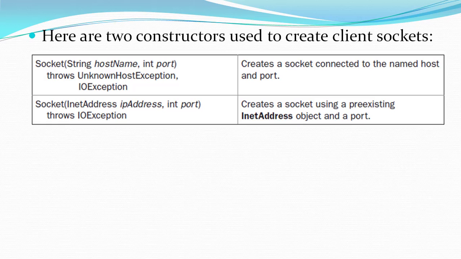Here are the two constructors used to create client sockets. The first constructor is Socket, a class name, so the first letter is capital: Socket(String hostName, int port) throws UnknownHostException, IOException. This constructor creates a socket connected to the named host and specified port.